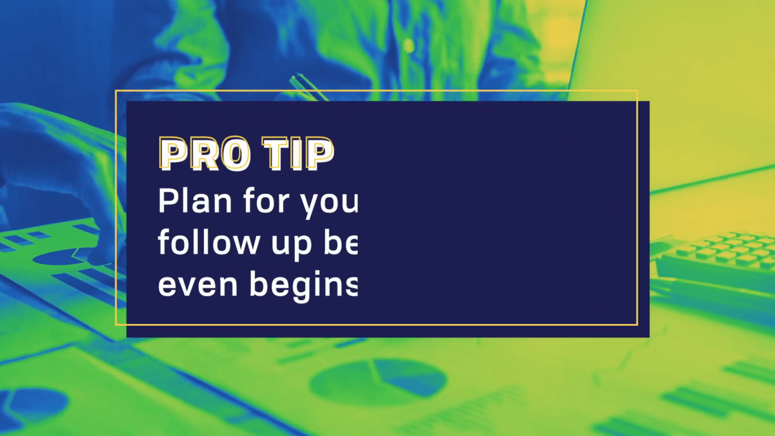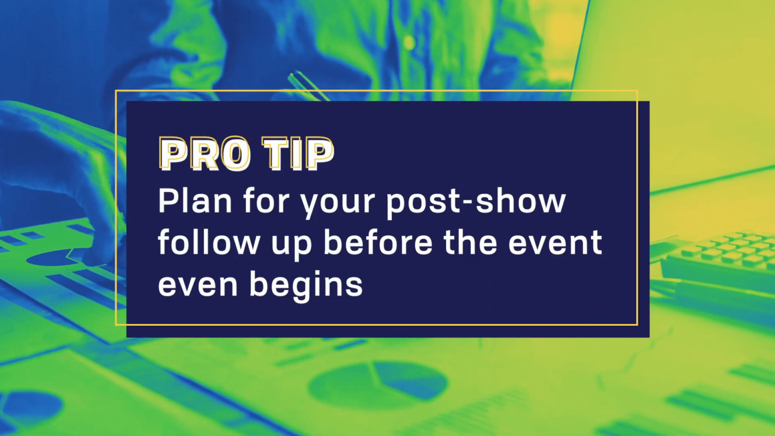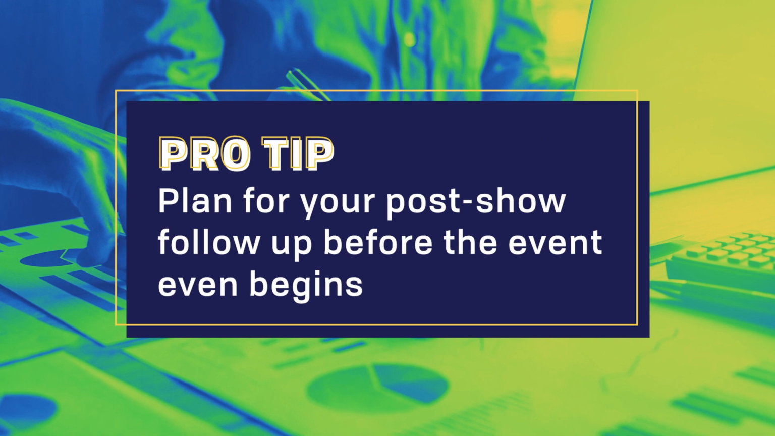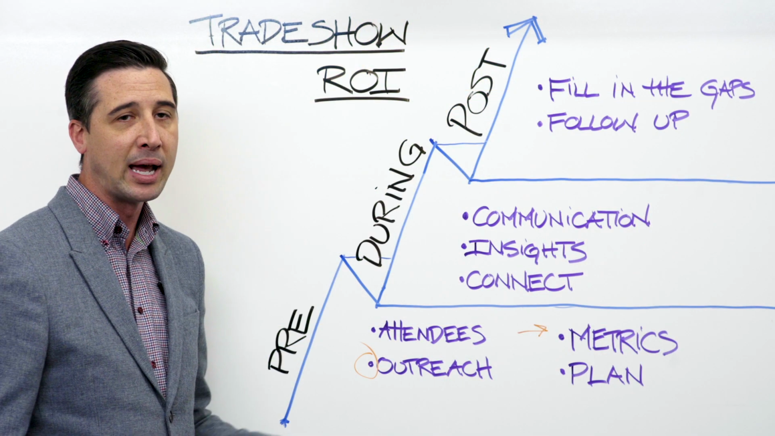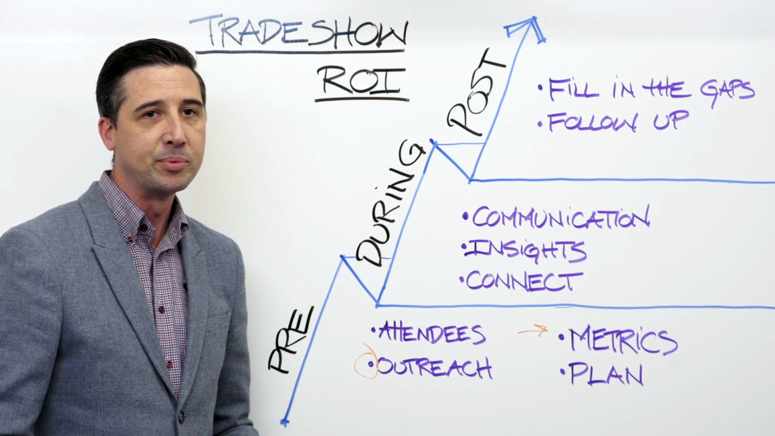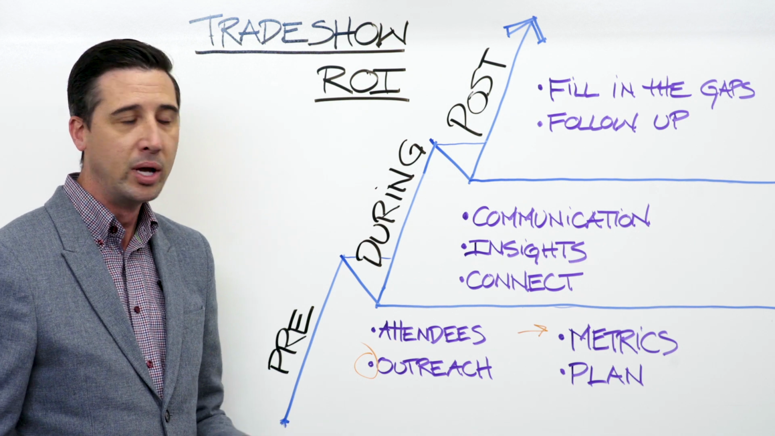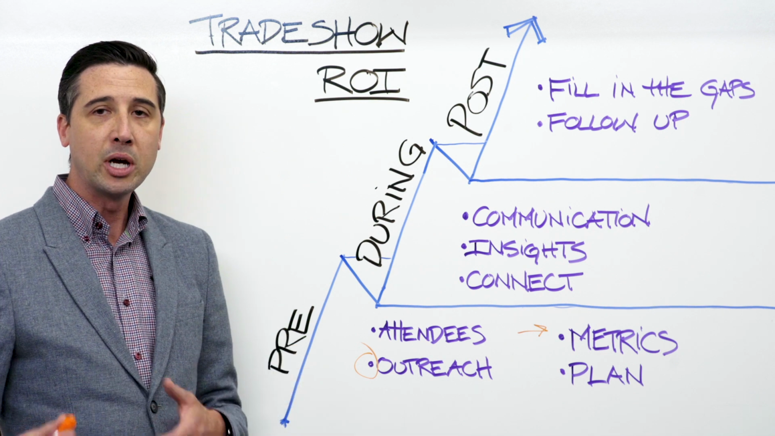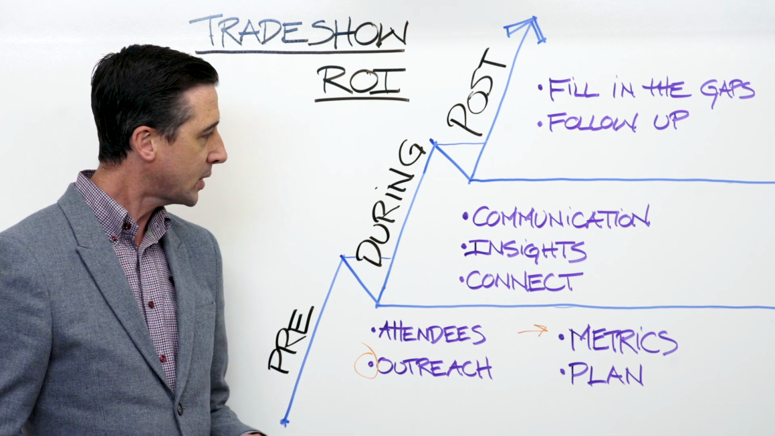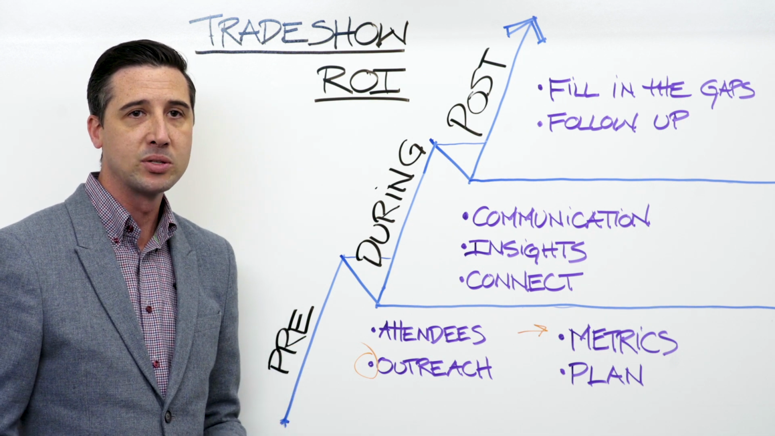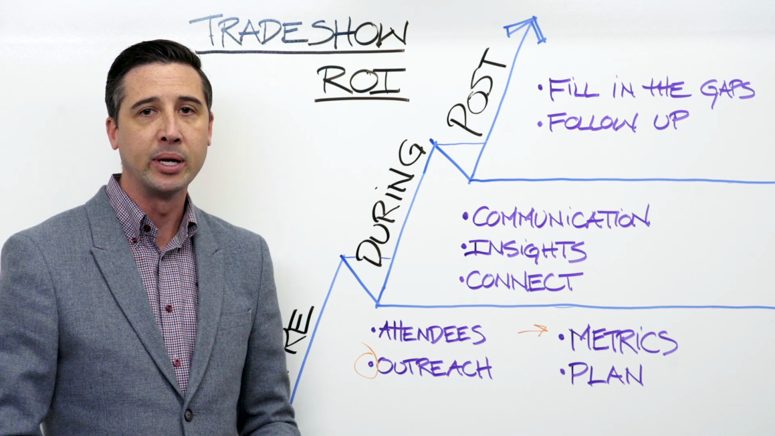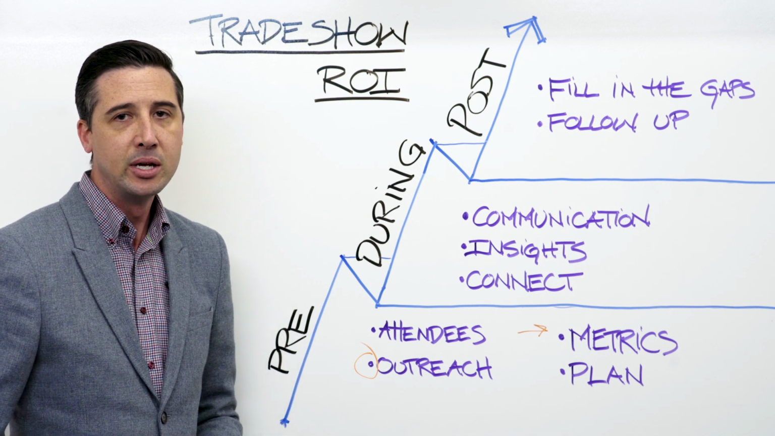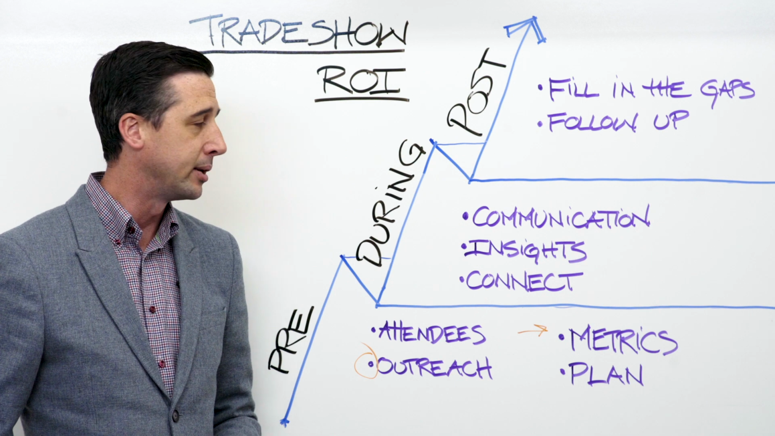The other piece when it comes to planning is we want to start thinking about our post-show follow-up. I know it sounds sort of counterintuitive. We haven't even gone to the event yet. How are we supposed to be planning the post-show? But what we want to think about here is once we come back from this show, how are we going to follow up with these prospects? What are some of the sequences that we might have coming back from the event so that we can capitalize on the folks that we met?